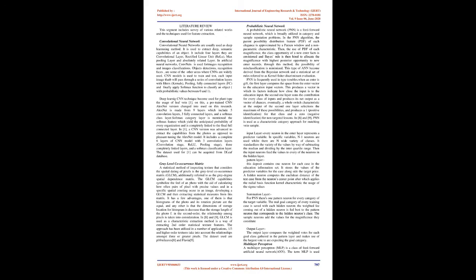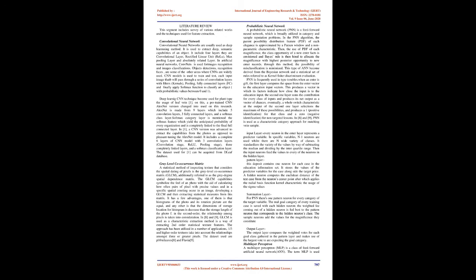In artificial neural networks, ConvNets are used for image recognition and image classification. Object detection and face recognition are some of the other areas where CNNs are widely used. CNN models are used to train and test each input image, which will pass through a series of convolution layers with filters, kernels, pooling, fully connected layers, FC, and finally apply a softmax function to classify an object with probabilistic values between 0 and 1. Deep learning CNN technique became used for plant type.